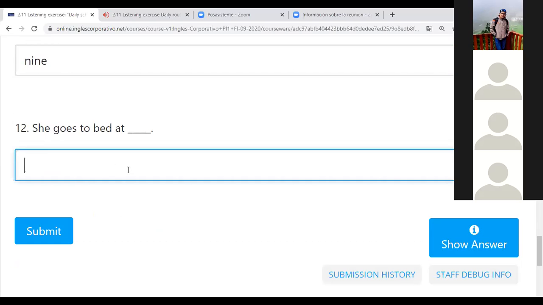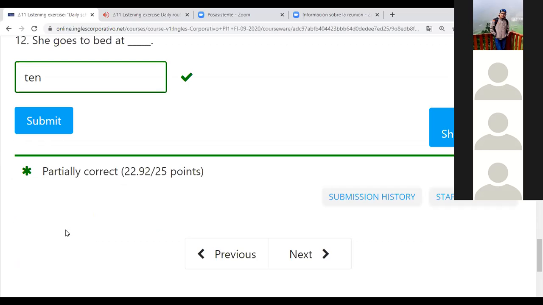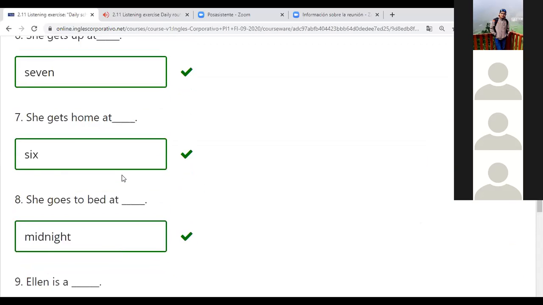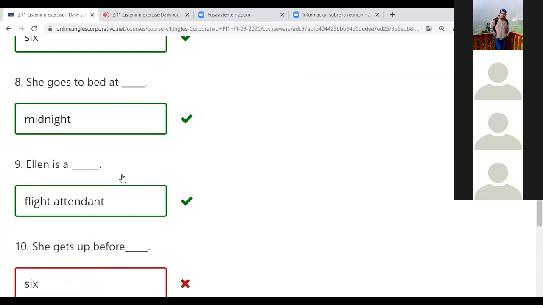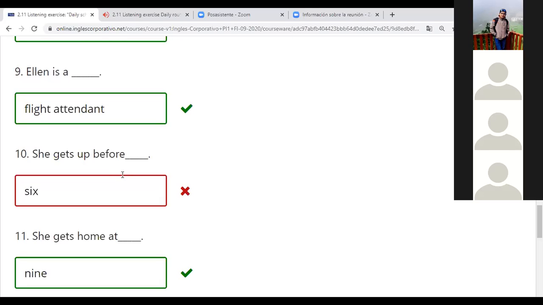Around 10. 10, right? 10. Okay, let me see. Vamos a ver si nos sale bien. Este está un poco difícil porque algunos hay que ponerle AM, PM. Okay, nos salieron 2 malas. Vamos a ver. Solo la de Helen nos salió mala. She gets up. Creo que esa es 5. 5, right? Vamos a ver con 5.